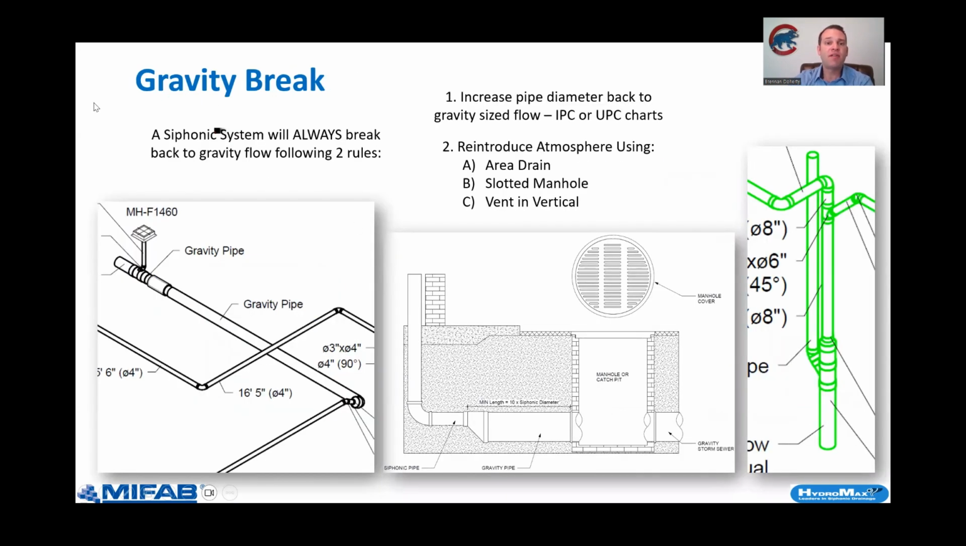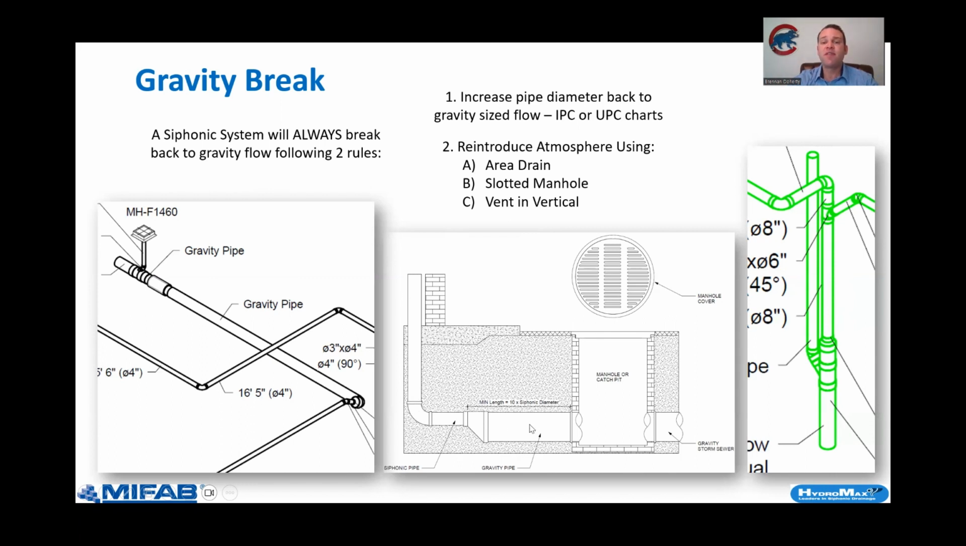Second thing we want to be aware of: for a siphonic system, we are always going to break back to gravity at the point of discharge. There are 2 rules to accomplish this. We're going to increase that pipe diameter back to that IPC or UPC flow chart. And number 2, we're going to reintroduce atmosphere. There are a number of ways to do it. You could do it in the vertical. We're just going to go right back to the roof or out a sidewall.